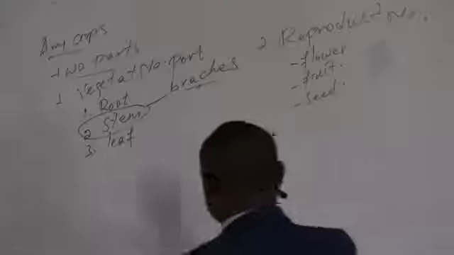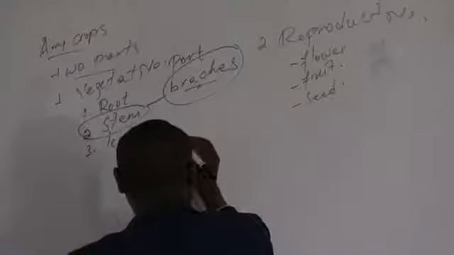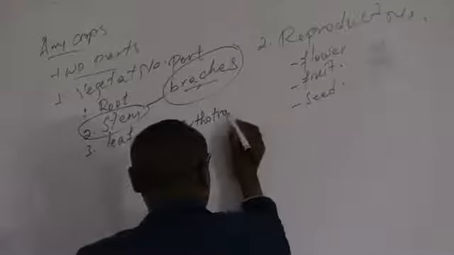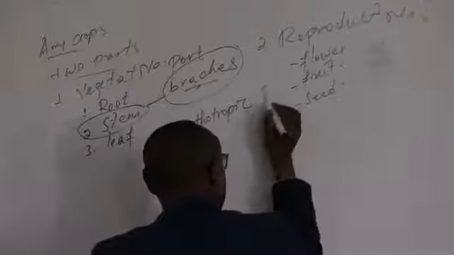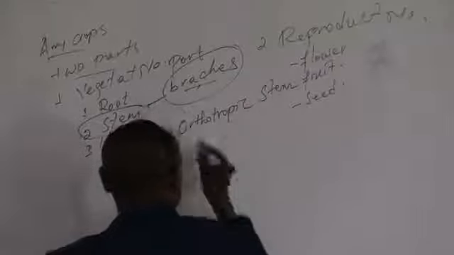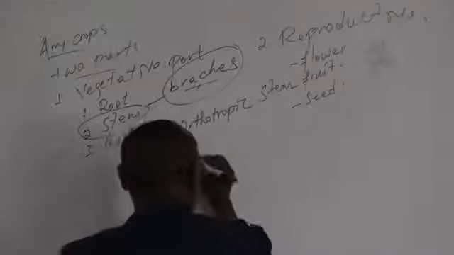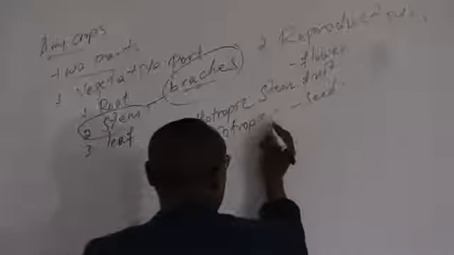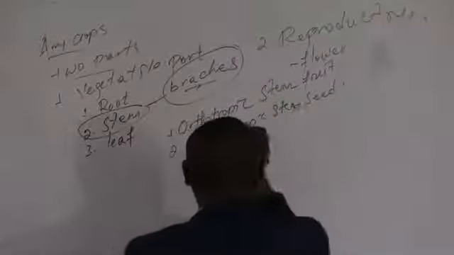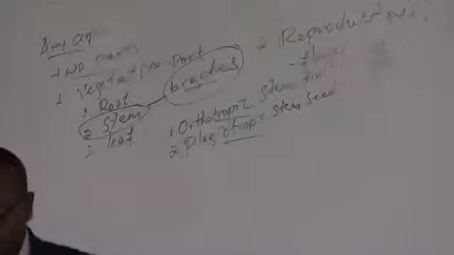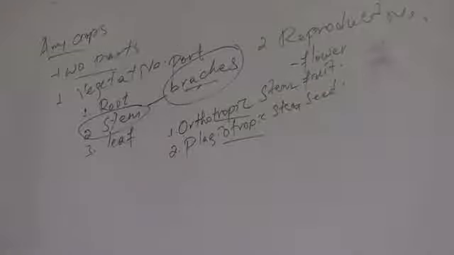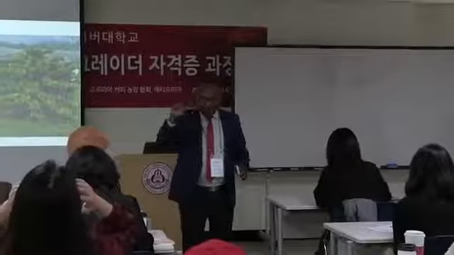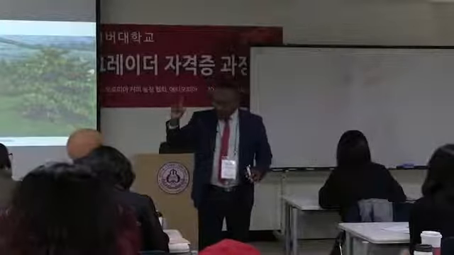So the branch of coffee is classified into the first one, orthotrophic stem. It is a category of stem. And the second one is plagiotrophic stem. These are the two types of branch or the two types of stems. The first one is the orthotrophic. Ortho means direct, straight.